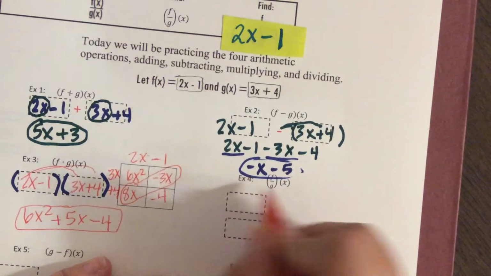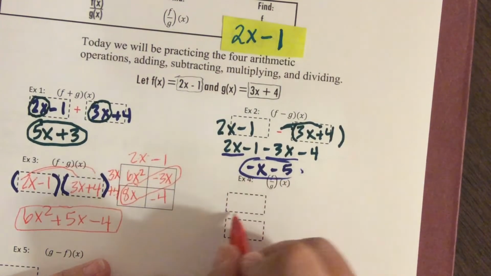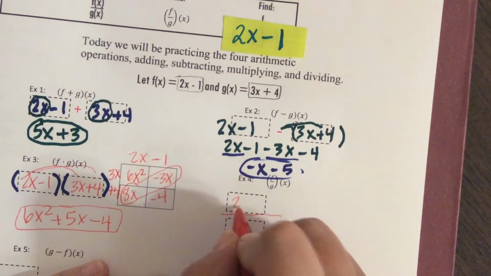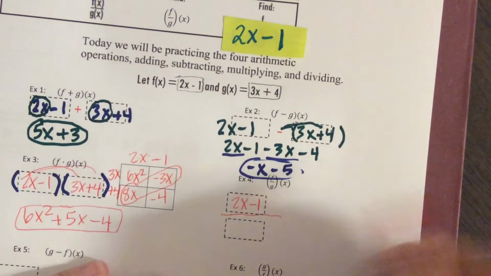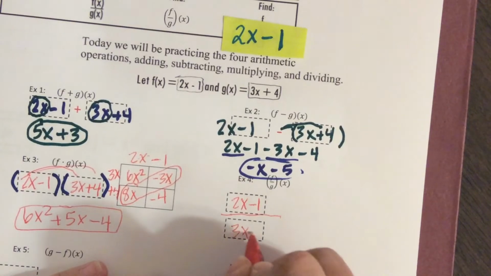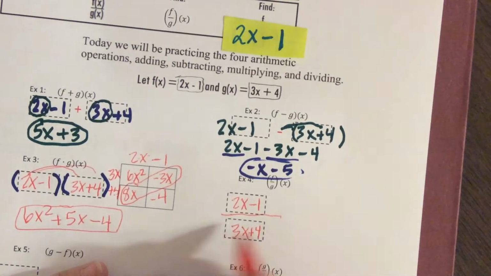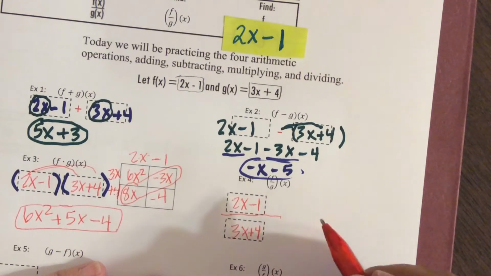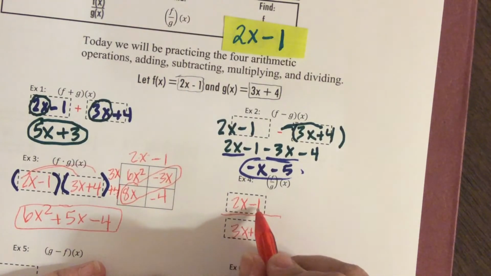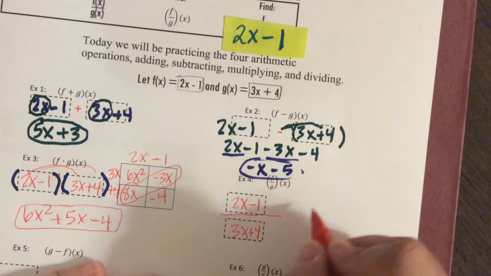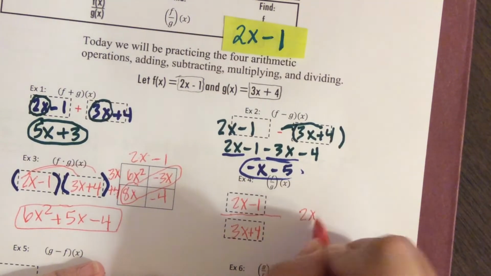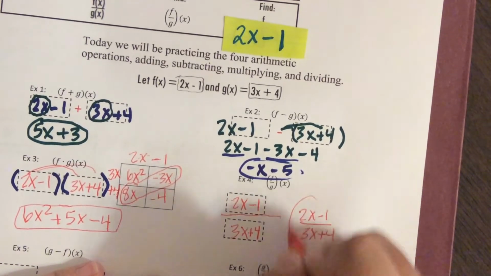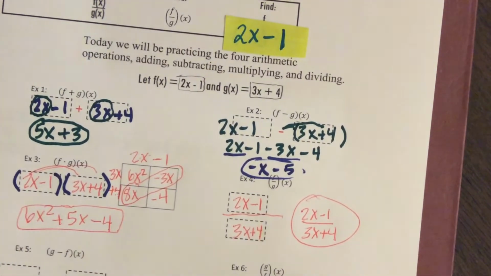Example 4, you're going to divide f divided by g. So you're dividing 2x minus 1 over 3x plus 4. Nothing is really going to cancel out. You cannot cancel out the x's. Why? Because you're multiplying a 2 and subtracting a 1. So all of this is the answer. There's no way of simplifying this, so that would be your final answer.